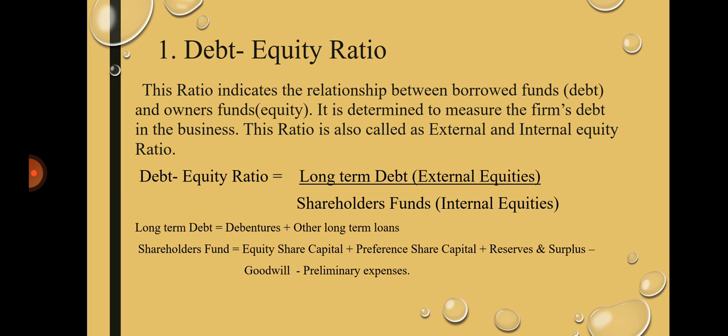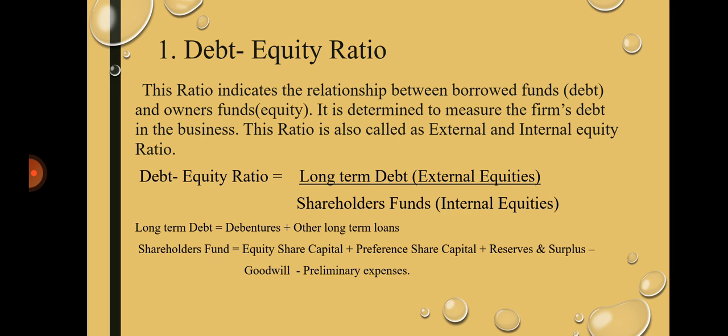First one is debt equity ratio. This ratio indicates the relationship between borrowed funds and owners' funds. It is determined to measure the firm's debt in the business. Debt equity ratio is also called as external and internal equity ratio. Following is the formula to calculate debt equity ratio. Okay, debt equity ratio is equal to long-term debt, that is external equities, divided by shareholders funds, that is internal equities.